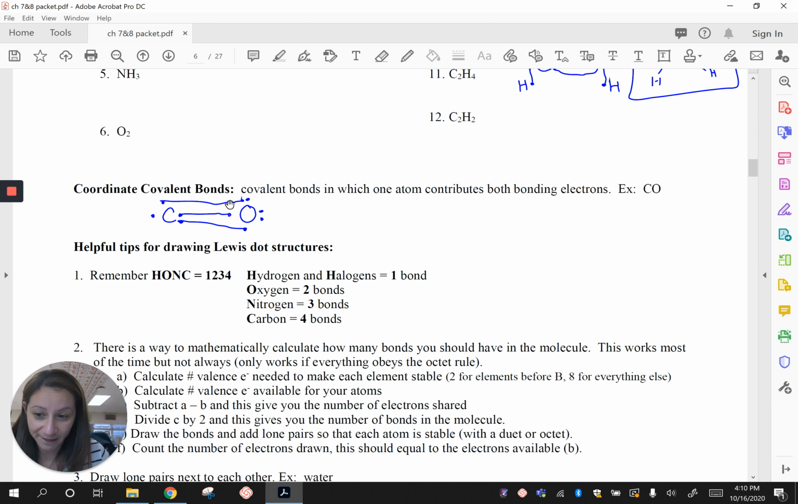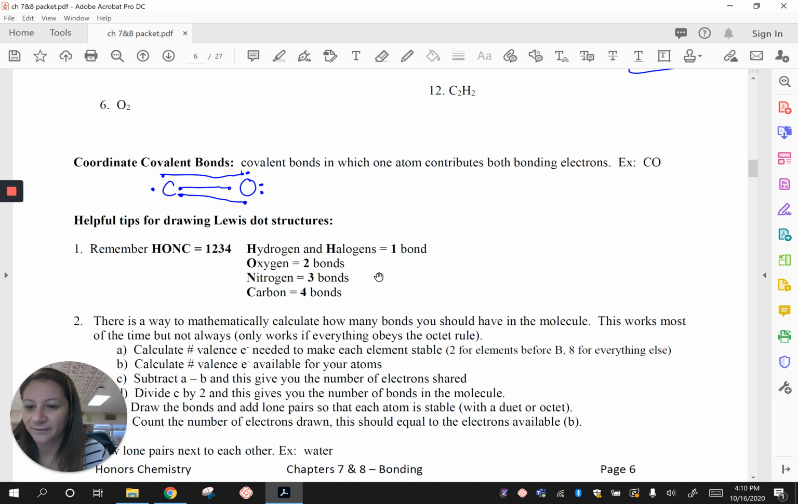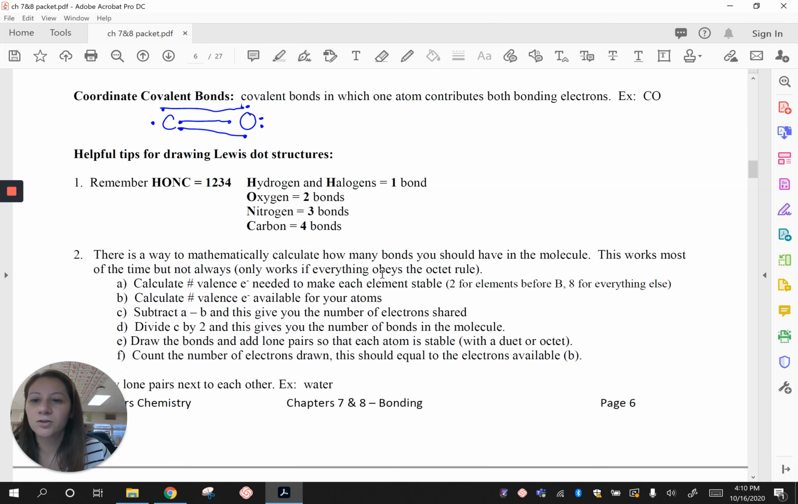So when you get stuck like this, you can do the math. So let's do the math together. So for carbon monoxide, what you do is you calculate the number of valence electrons needed to make each atom or element stable. So 2 for elements before boron, like hydrogen, and 8 for everything else. So I have a carbon and I have an oxygen. So for letter A, my carbon needs 8, my oxygen needs 8. That's a total of 16 electrons needed.